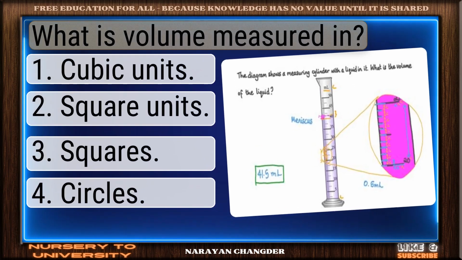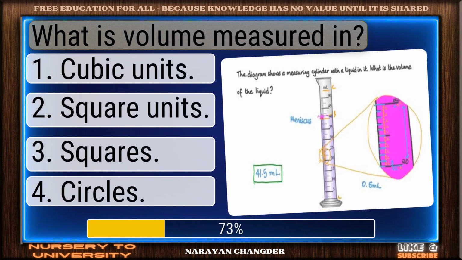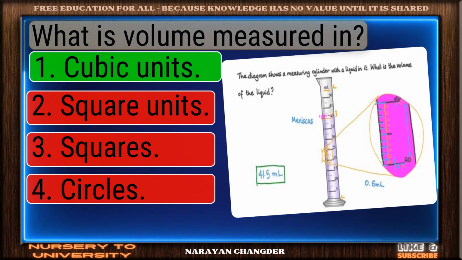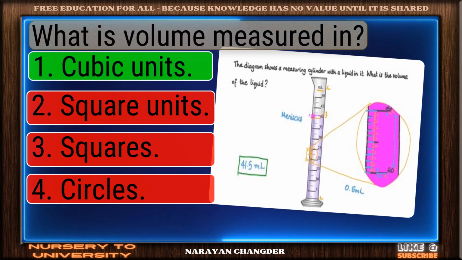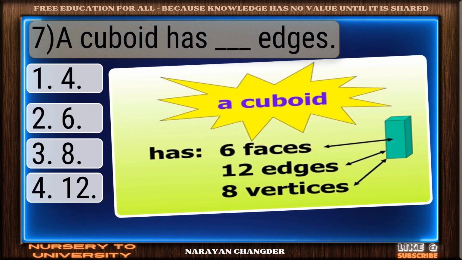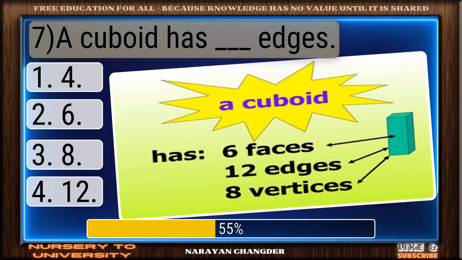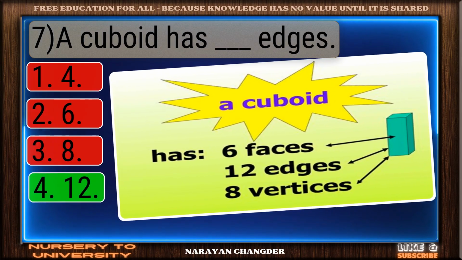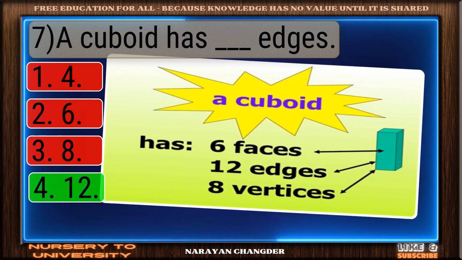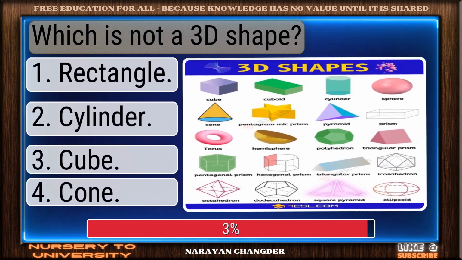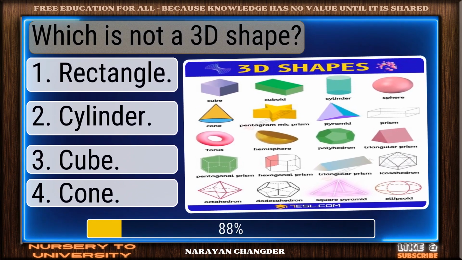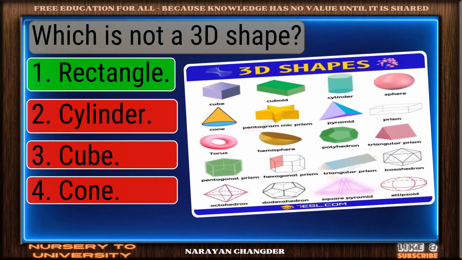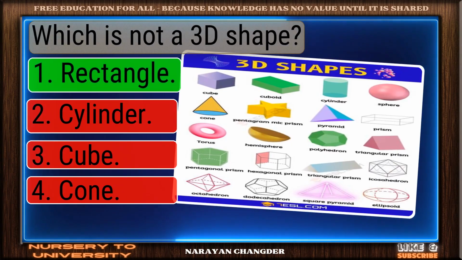What is volume measured in? Sharp thinking. Cubic units is the right choice. 7. A cuboid has dash edges. Bravo. 12 is the answer. Which is not a 3D shape? Well done. Rectangle is the right choice.